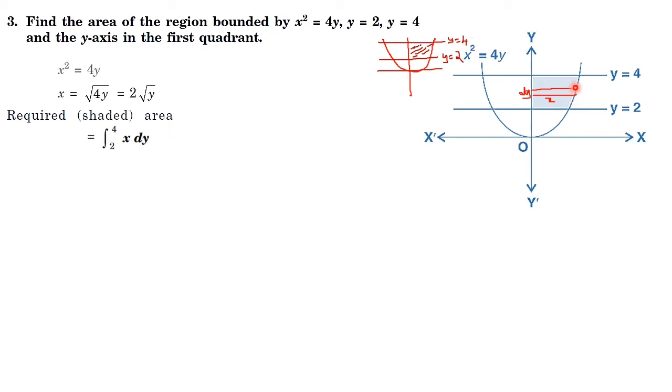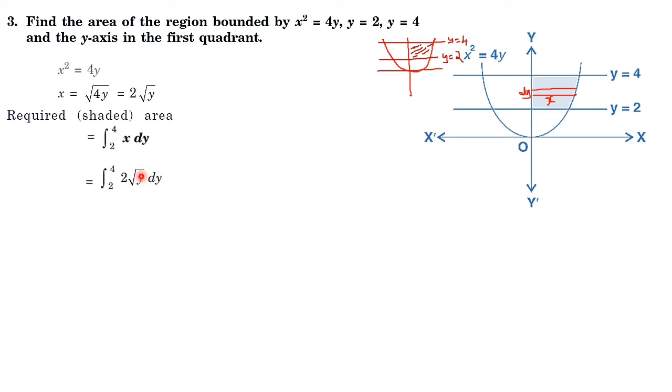As before, the area of a rectangular portion is length into breadth. That x is not clear, so we will write it a little bigger. So this is x. Okay, then x into dy, that's why this formula came. Okay, it is explained in two ways. We can directly use the shortcut, or else we can find it from the diagram also. Then apply it. Integral 2 to 4 of x, we have calculated as 2 root y.